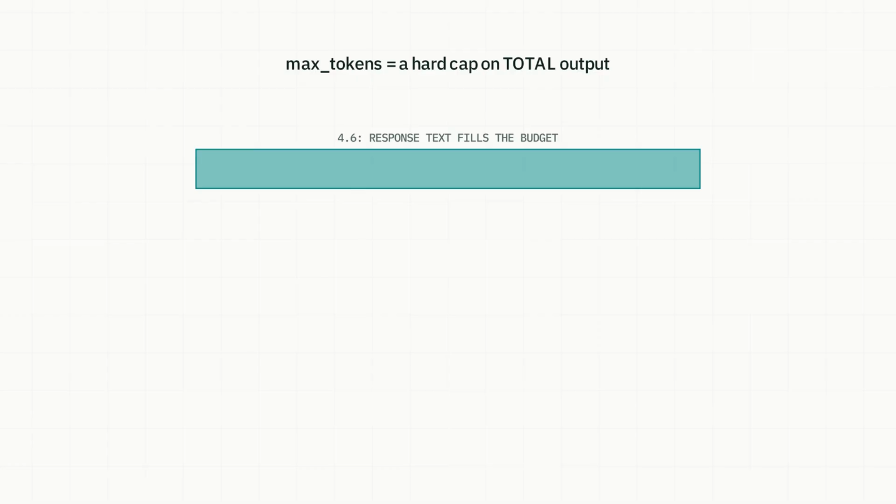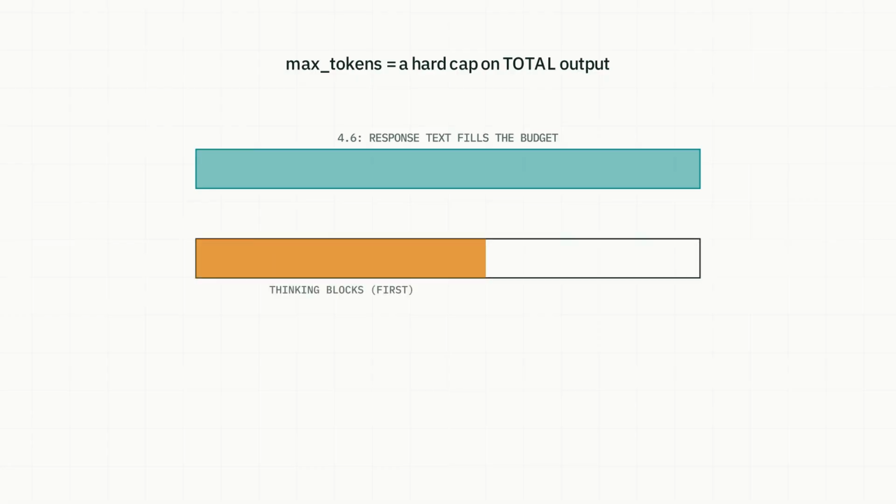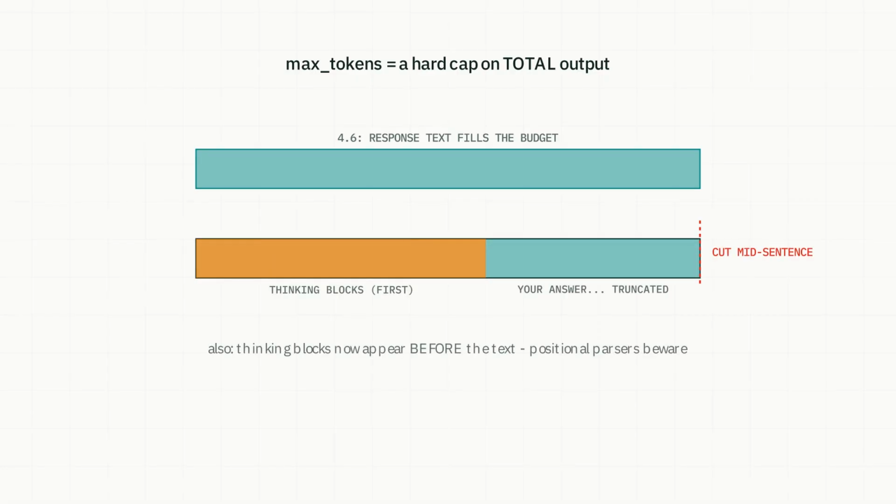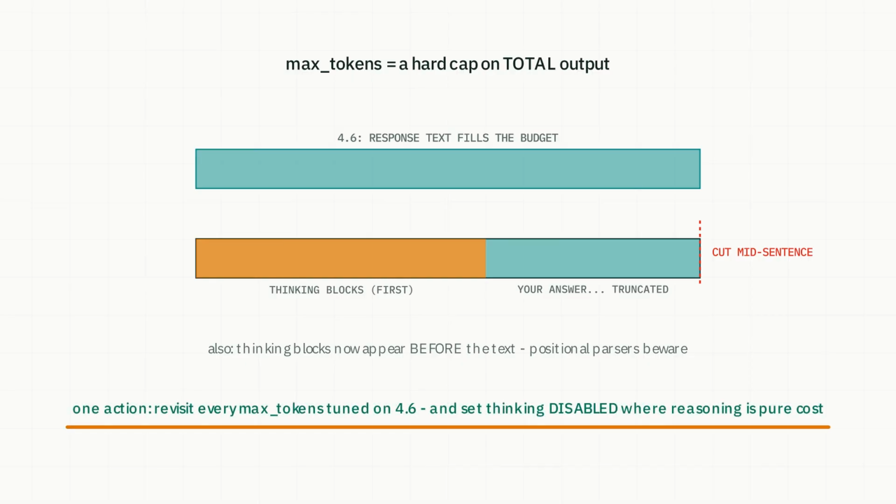Second, and costlier, max tokens is a hard cap on total output, thinking plus response text combined. If you sized your limit for response text only, calibrated against a model that wasn't thinking, the thinking can now consume the budget and truncate your actual answer, mid-sentence in production, with no error anywhere. If you take exactly one action from this chapter, revisit every max tokens value that was tuned on Sonnet 4.6, and add an explicit thinking disabled setting on any path where reasoning is pure cost.